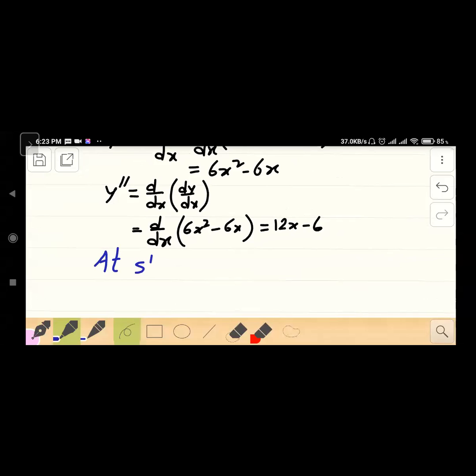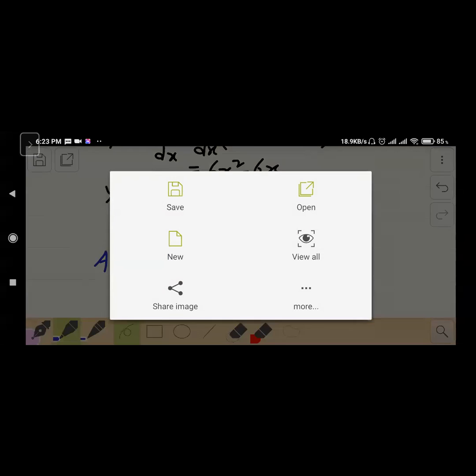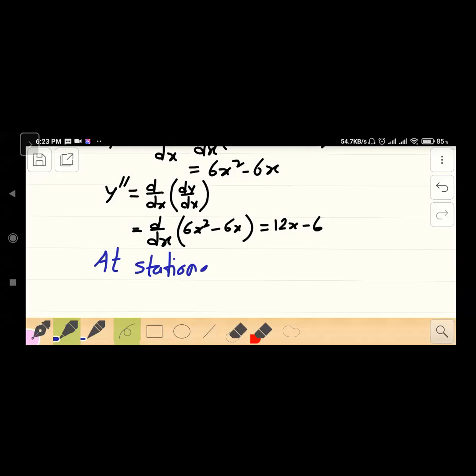at stationary আরে Sir, that দুইটা at stationary point কি জন্য?